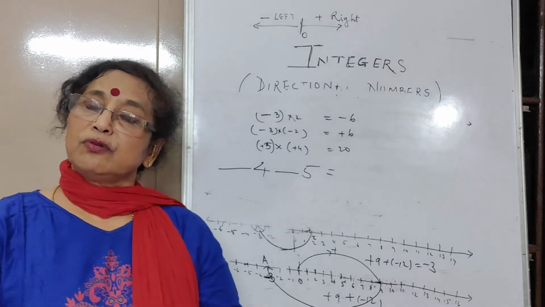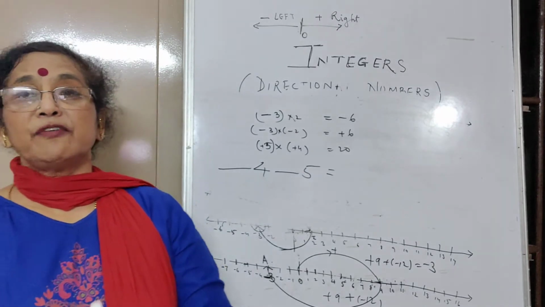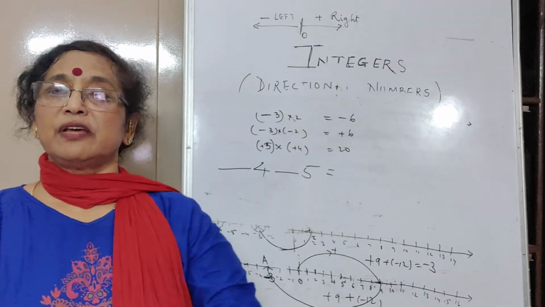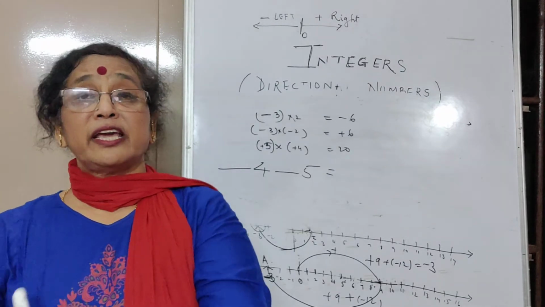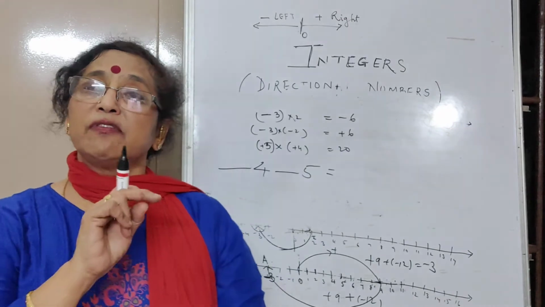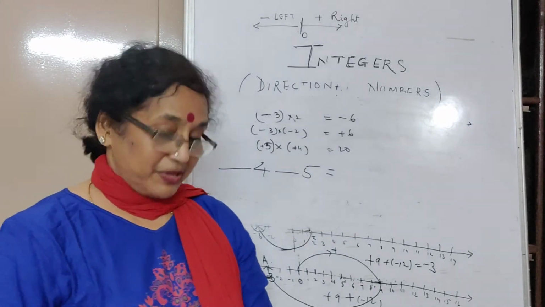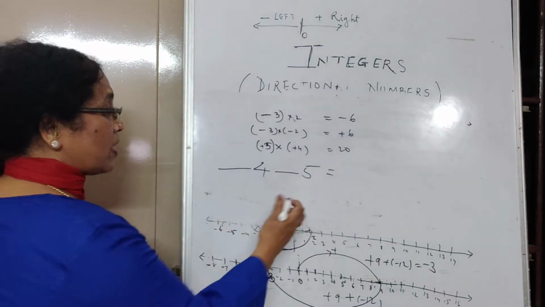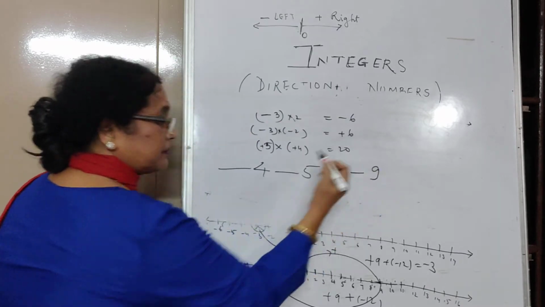You've gone 4 units to the left of 0. Again from that point you've gone 5 units to the left of 0. Finally you've gone 9 units to the left of 0. Now if I don't want to write the word left, I will write minus. Okay? So that's it. So the answer is minus 9.